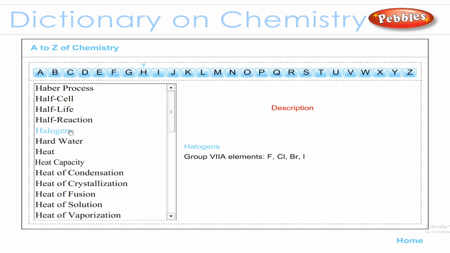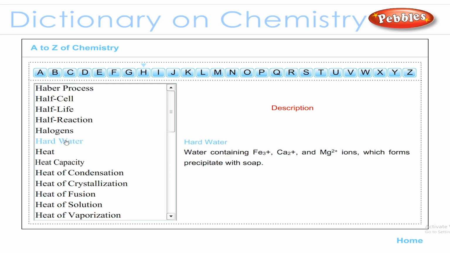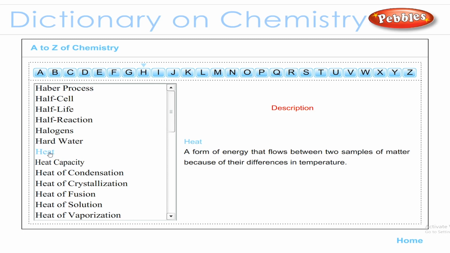Halogens. Group 7A elements: fluorine, chlorine, bromine and iodine. Hard water. Water containing Fe3+, Ca2+, and Mg2+ ions which forms precipitate with soap. Heat. A form of energy that flows between two samples of matter because of their differences in temperature.